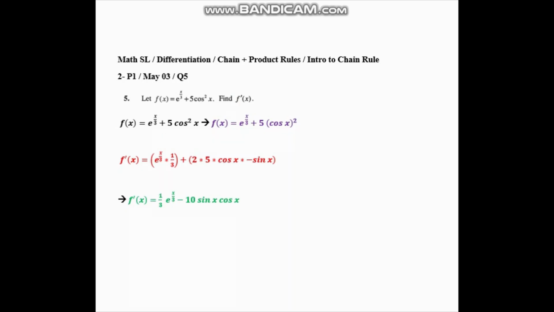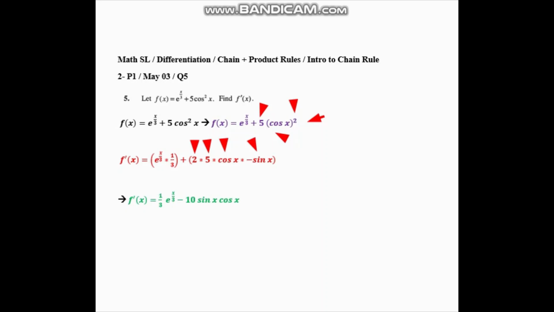So to differentiate the second term, I shall follow the basic chain rule protocol, which is to multiply by the old power, which is 2. So I have an extra 2 here. This 5 is a constant, so it remains as it is. Cosine x all squared becomes cosine x to the power of 1, which is just cosine x. Then I go inside the inner function and differentiate. So what is the derivative of cosine x? It is negative sine x.